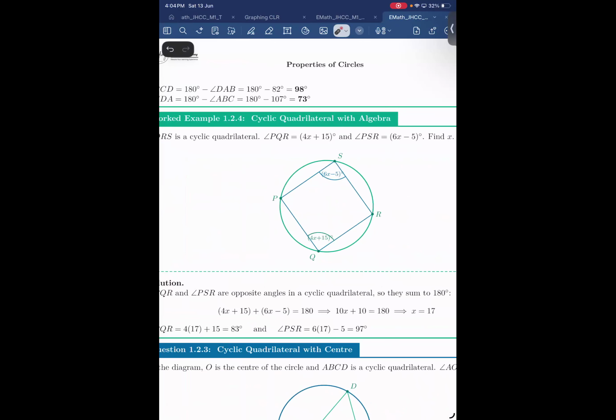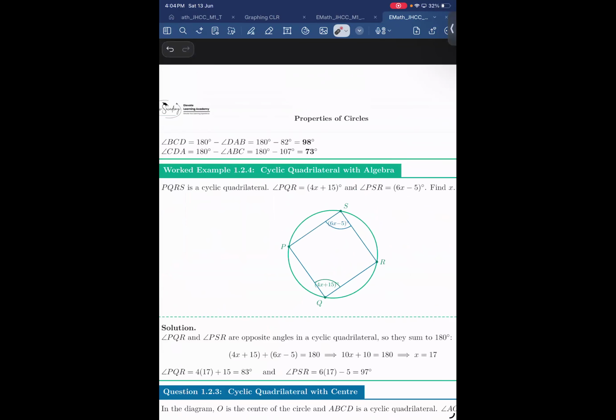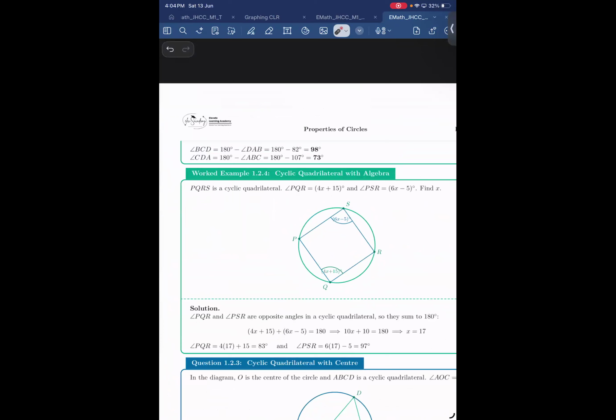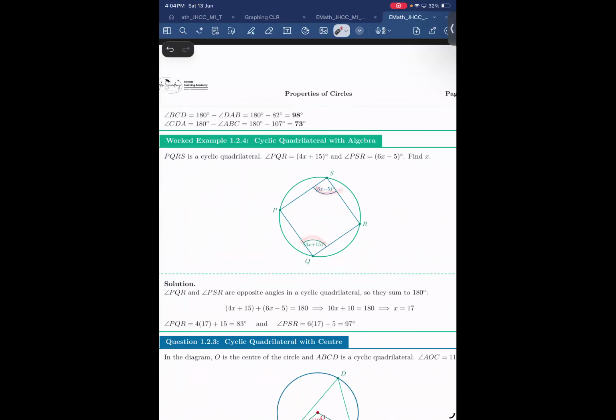And we also see another example here. Of this cyclic quadrilateral, these are opposite angles, so they must add up to 180 degrees. So 6x minus 5 plus 4x plus 15 will sum up to 180. You add the two terms together and solve the algebraic equation, and you will see x is 17.